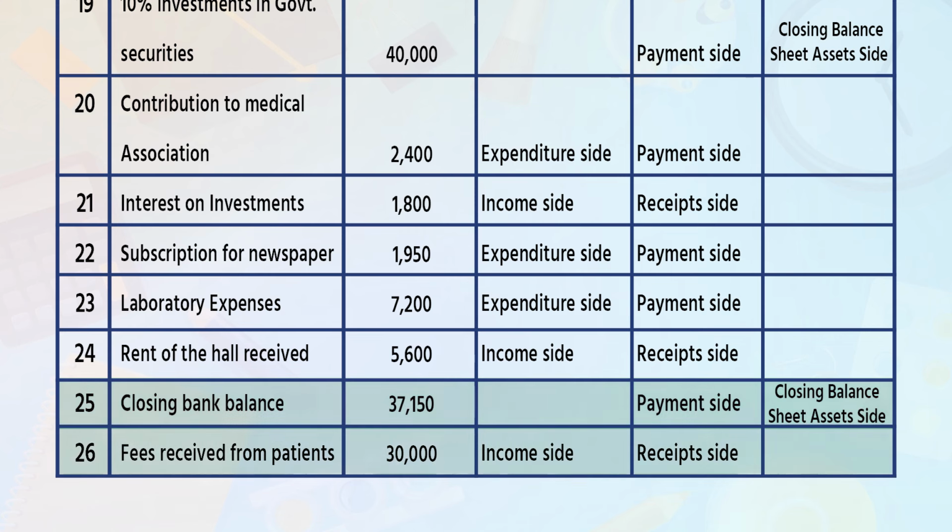And the last, fees received from patients, which is very important of course, that is rupees 30,000. This income is being generated from the patients, so it is our income, so income side, and again we have to give the receipt, so receipt side in receipt and payment account. So this is all about the information, so that it will be easy for you to understand this sum and to solve the question. Yes dear students, now we are asked to prepare receipt and payment account and also income and expenditure account.